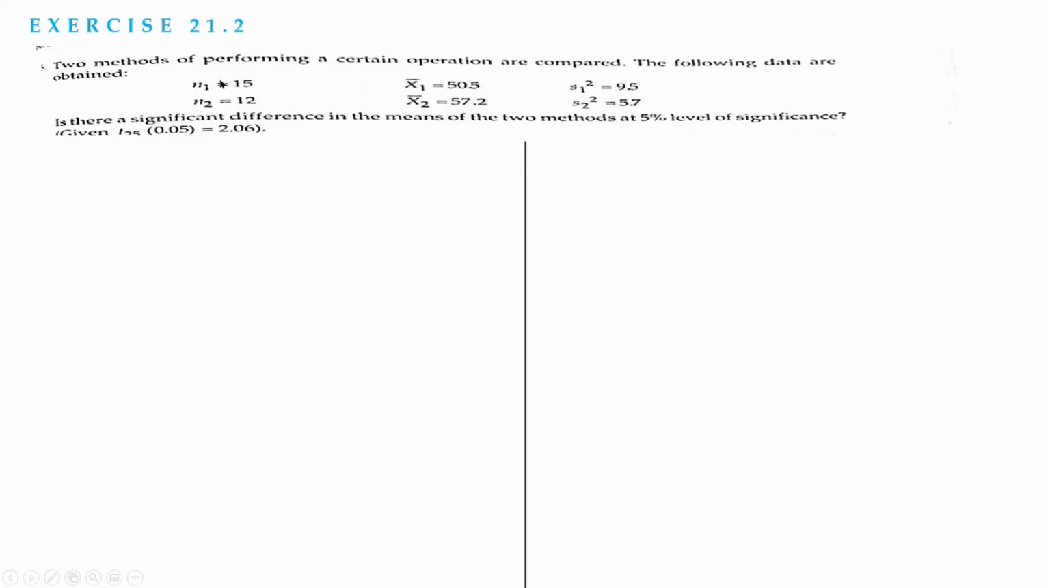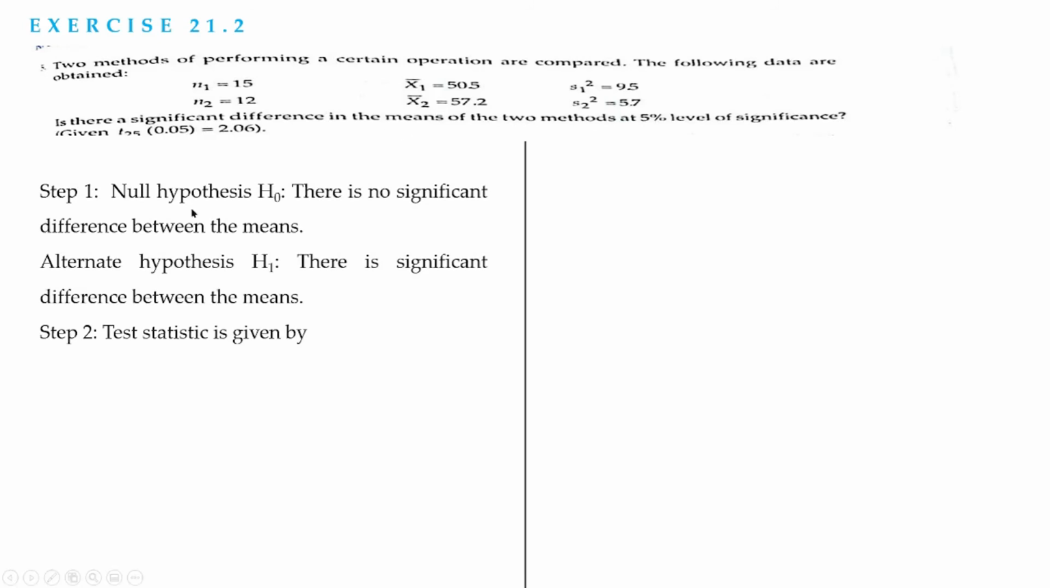Next question. Two methods of performing a certain operation are compared. The following data are obtained. So n1, n2, x1 bar, x2 bar, s1 square, s2 square, all these are given. Is there a significant difference in the means of the two methods at 5% level of significance? Given the critical t value for 5% level of significance and 25 degrees of freedom is 2.06. So here we have to test whether there is any significant difference in the means of these two methods. Here we have the sample mean and the sample variance which are given.